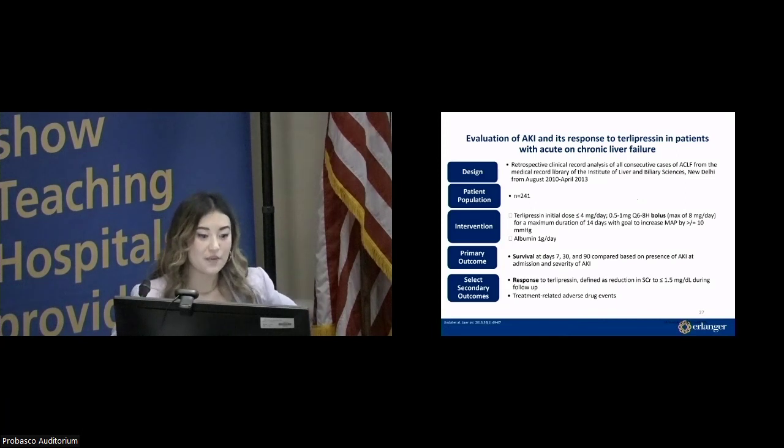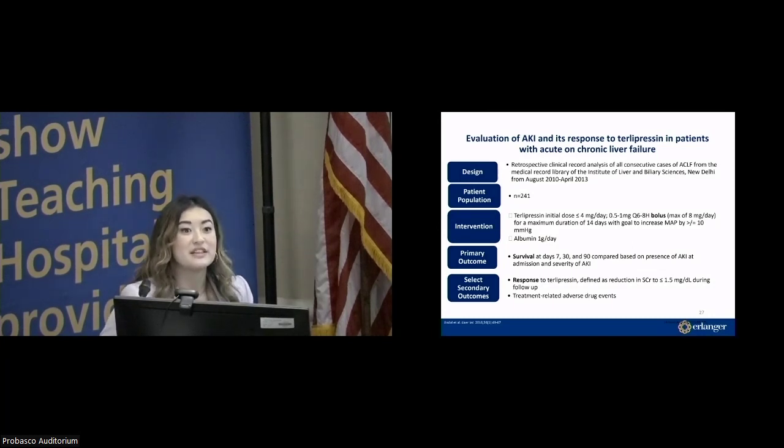The first study I want to review is looking at the evaluation of AKI and its response to terlipressin. This was a retrospective clinical record review of all consecutive cases of ACLF. And this was one of the primary pieces of literature that the 2019 guidelines used to support its recommendation for terlipressin. At this time, terlipressin was given as a bolus, and the primary outcome of the study was to look at survival at days 7, 30, and 90.